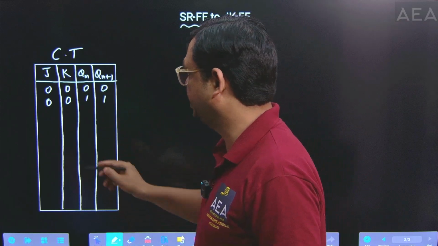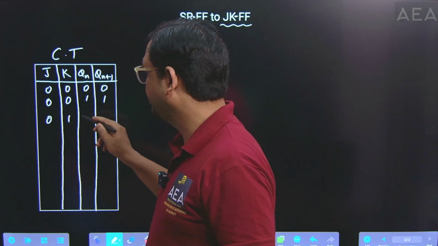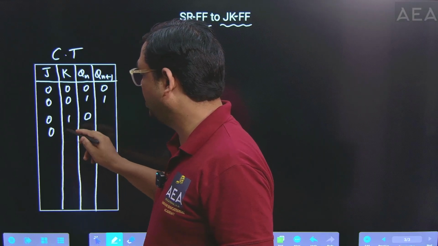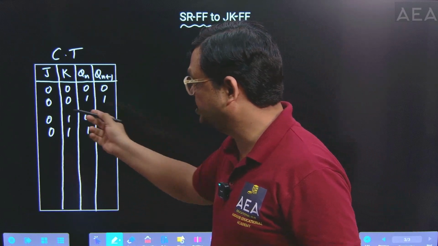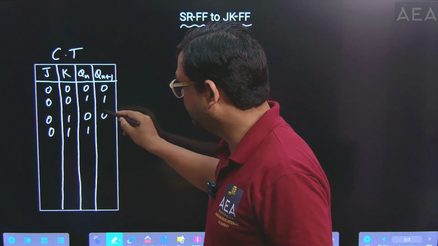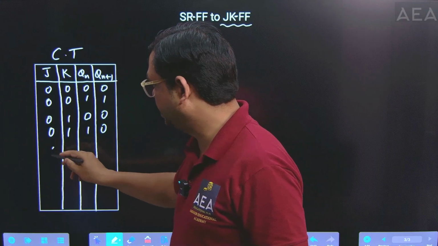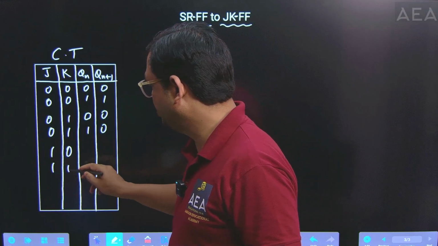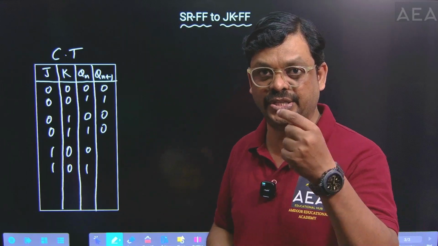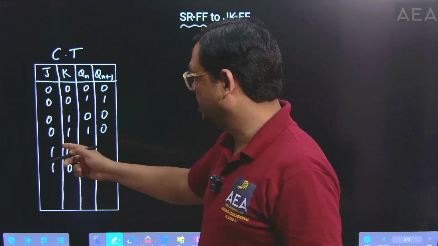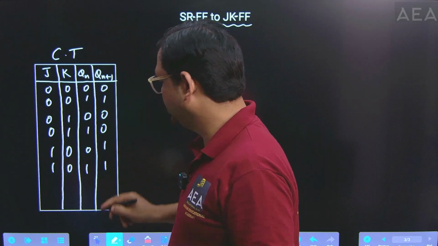The next combination I am taking now is the 0, 1 combination. For 0, 1, J and K are not equal, so the output follows the J input directly. That's why I'm writing 0 here. The next combinations are 1, 0 with the previous state 0 and 1. In this case also, J and K are not equal, so we can write the J input directly.